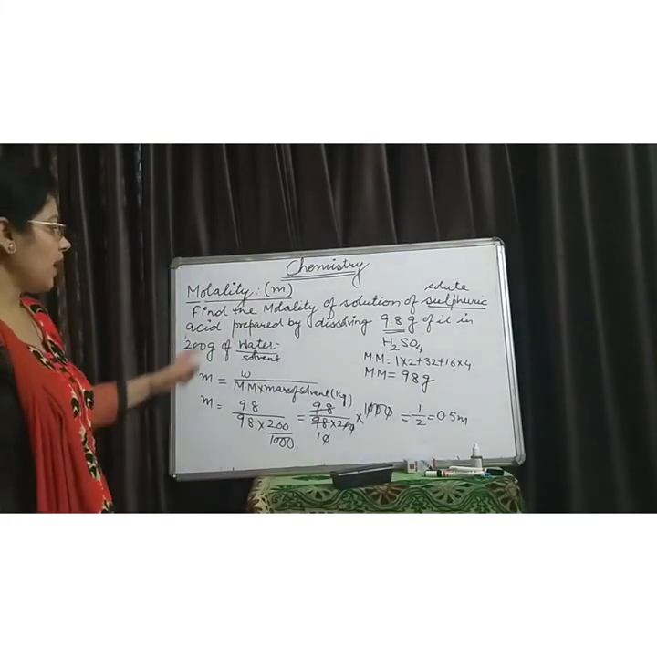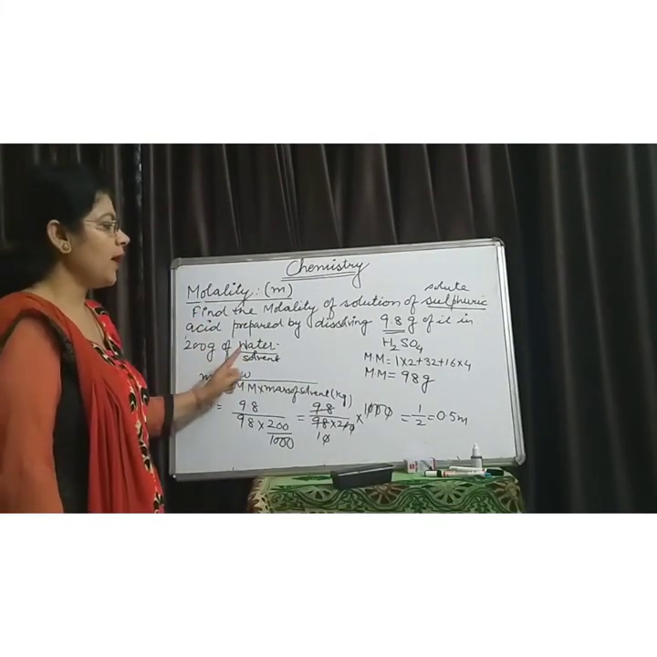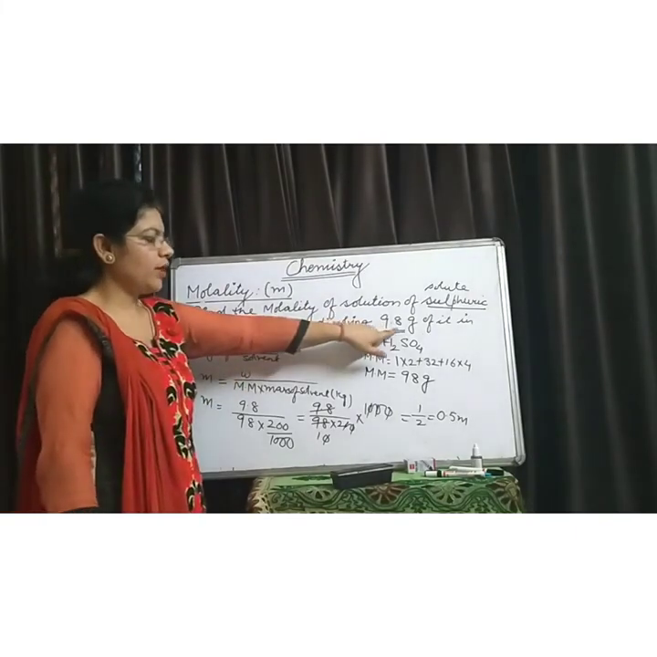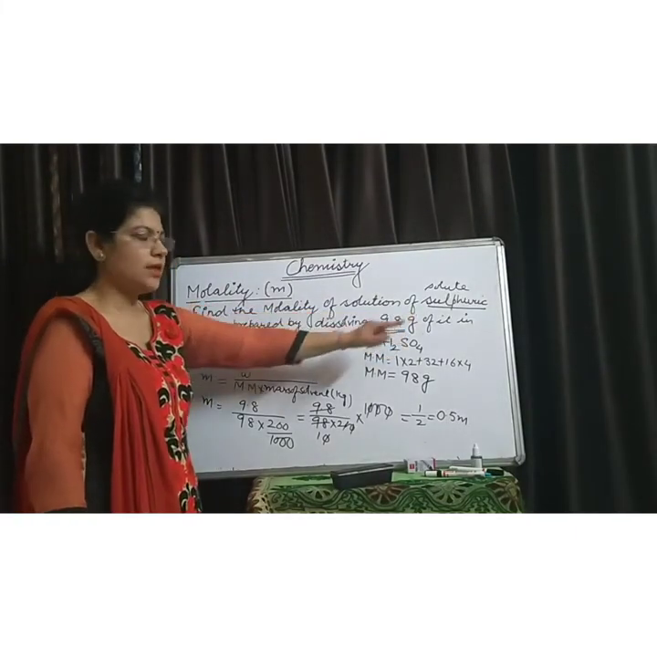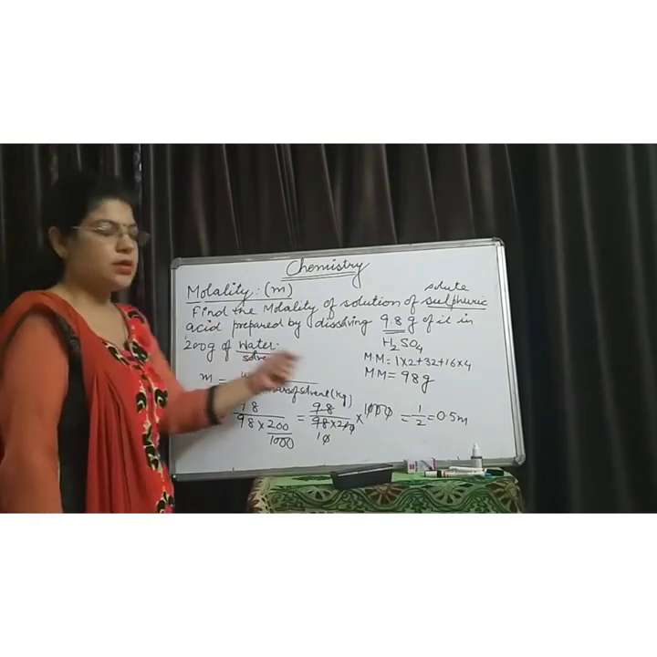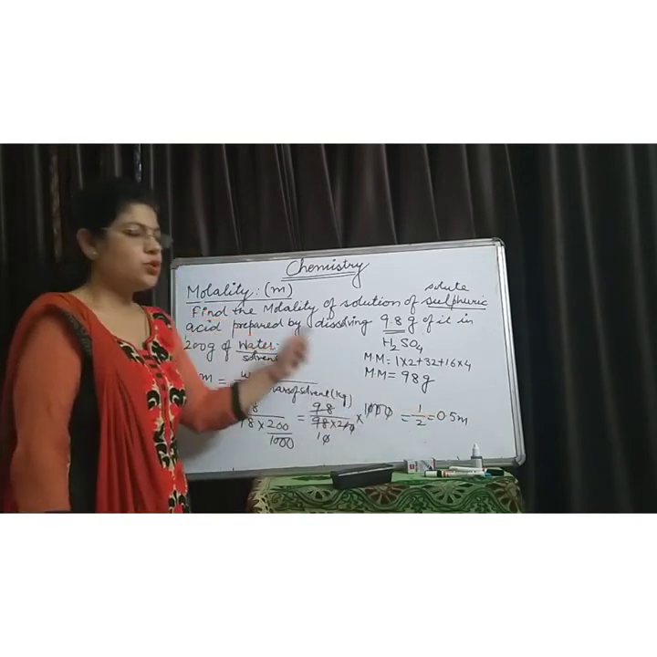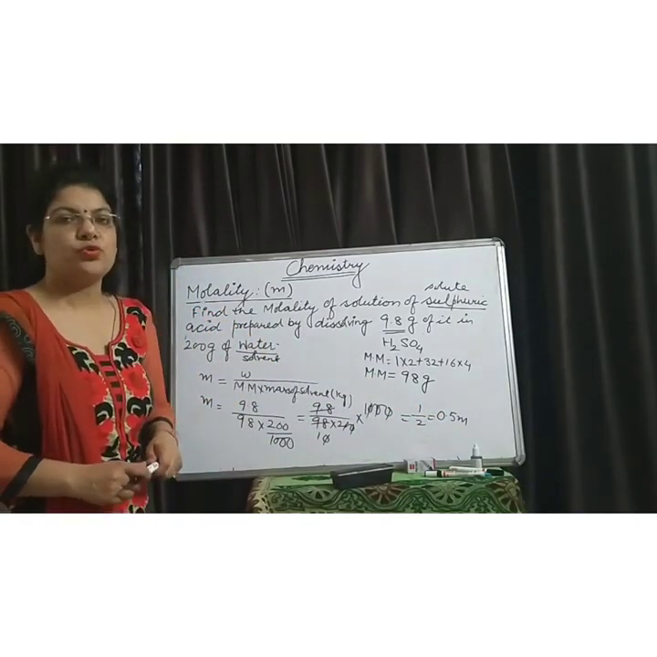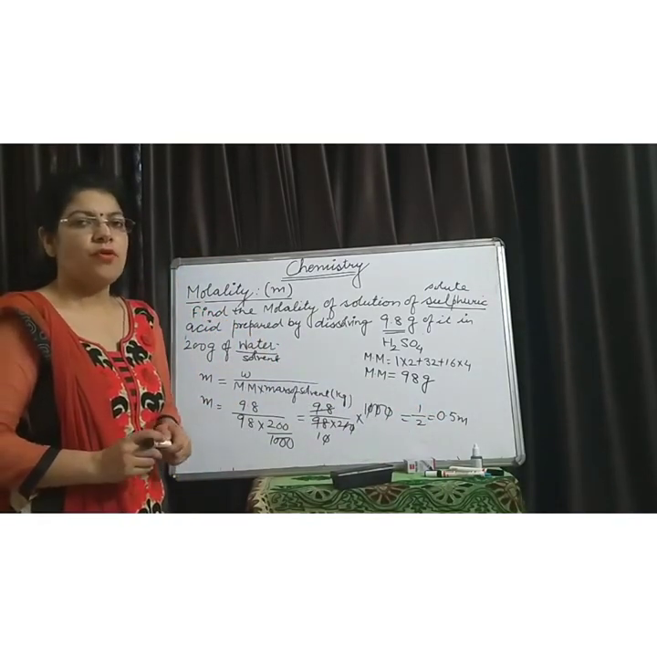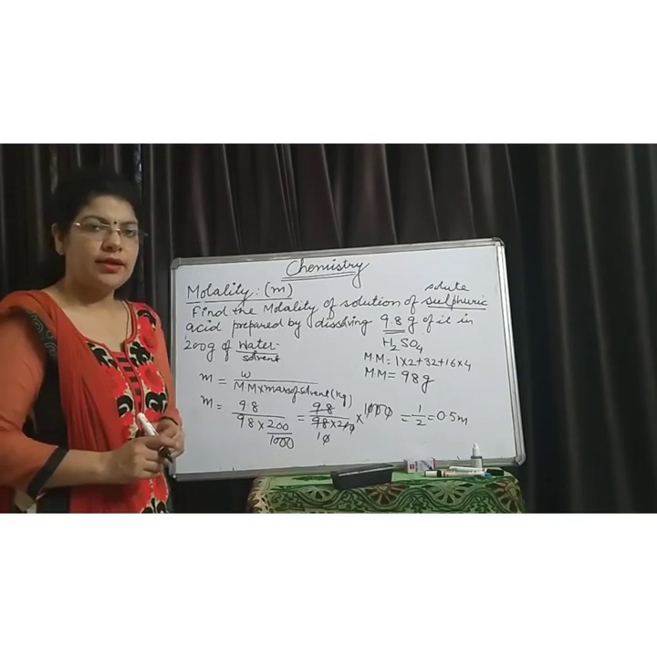Hence, the molality of the solution, which is prepared by dissolving 9.8 grams of sulfuric acid in 200 grams of water, is 0.5 molal. These two are the new units to measure the concentration of a given solution, that are molarity and molality.